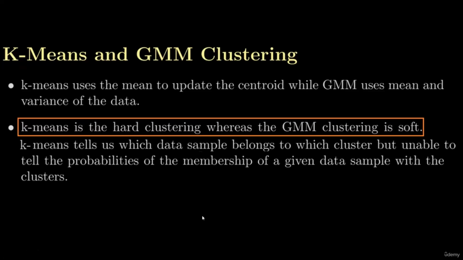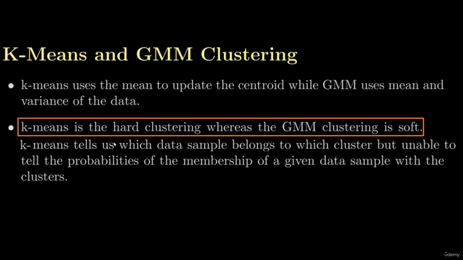Hi everyone, welcome to this lecture. In this lecture, we will discuss the limitations of k-means clustering, and we will also discuss how GMM clustering will address those limitations. K-means clustering uses the mean to update the centroid, while GMM uses the mean and variance of the data. The first difference is that in k-means, there is a centroid, and we need to update the centroid after every iteration by using the distance of the data samples, while GMM uses the mean and variance of the data. Basically, in k-means we update the centroid, while in GMM we update the mean and variances of the Gaussian distribution from which the data comes.